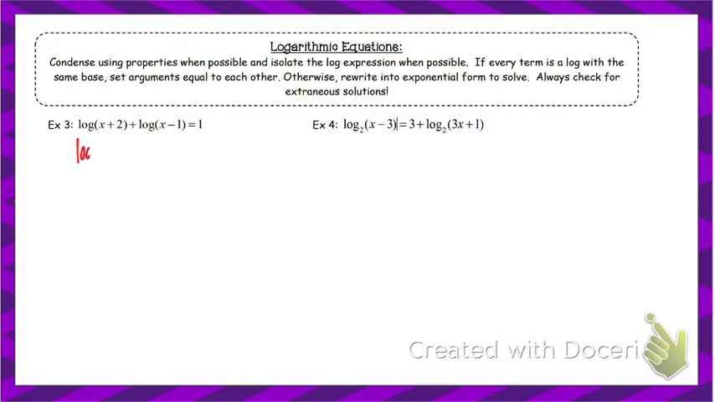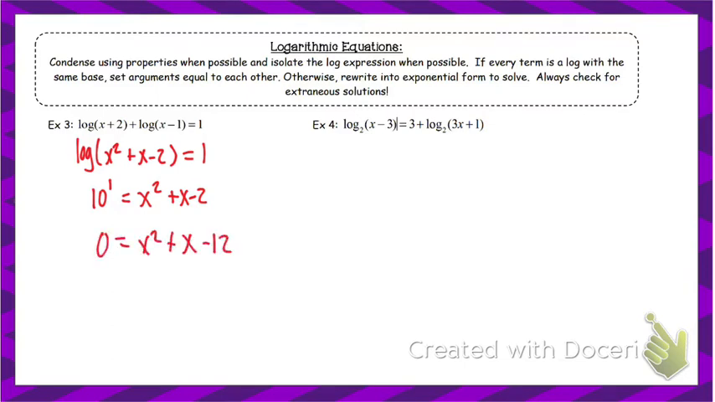All right, so using those log properties, I can combine these two together by multiplying the arguments. So this would become x squared plus x minus 2 equals 1. We have a log equal to a number, so I need to rewrite this in exponential form. So 10 to the first is equal to x squared plus x minus 2. So since it's quadratic, let's set it equal to 0. That's going to factor into x plus 4 times x minus 3.